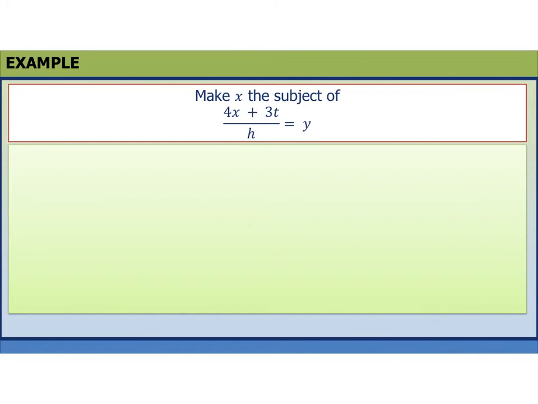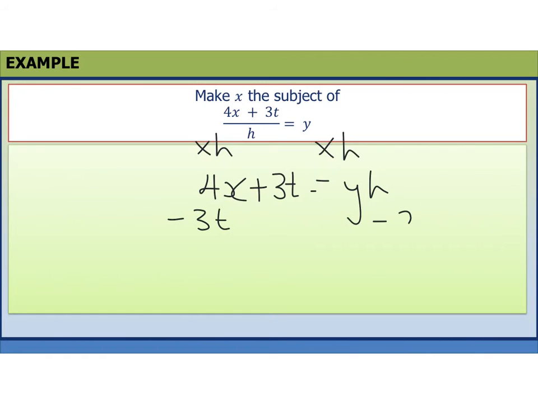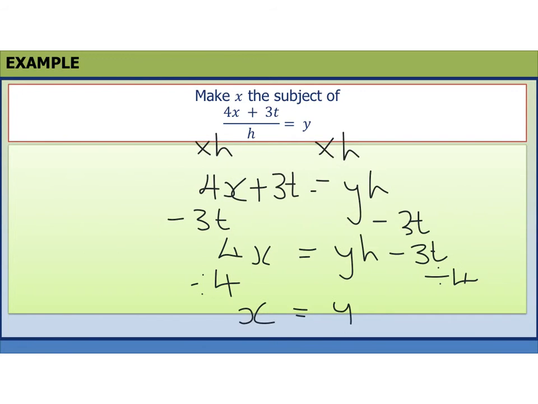Alright, the last example is one with a fraction in it. So remember, to get rid of a fraction, we need to times. So we're going to times both sides by h. So the left-hand side, that just gets rid of the fraction. So I've got 4x plus 3t is equal to yh. Then I take away 3t. So 4x is equal to yh minus 3t. And then I'm going to divide both sides by 4. So x is equal to yh minus 3t, all divided by 4.